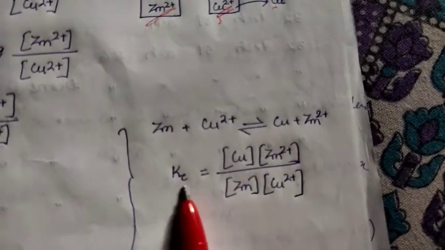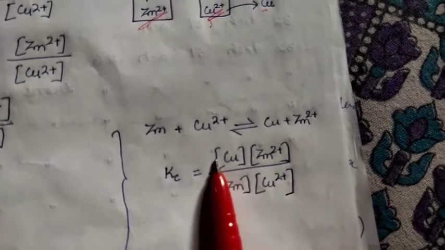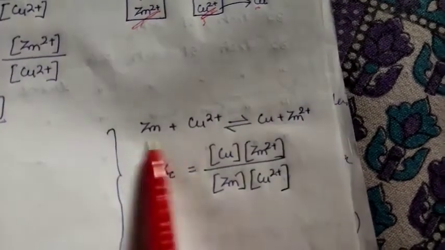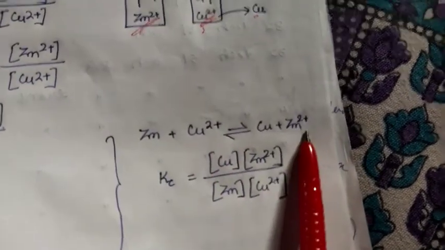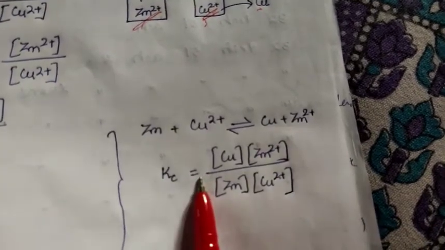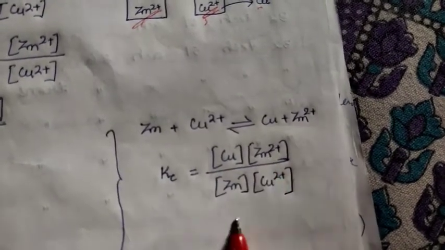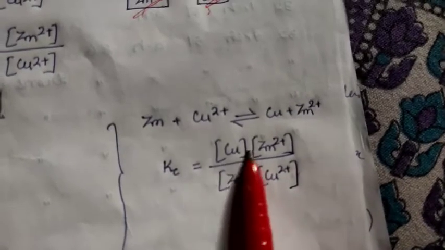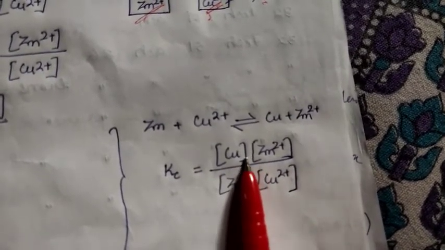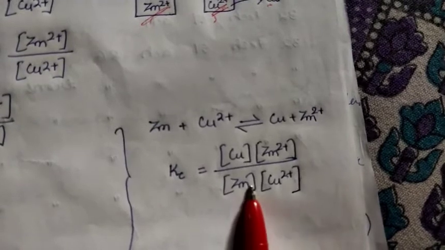Now if you have remembered, the equilibrium constant was what? These are the reactants and these are the products. The equilibrium constant definition was: in the numerator, the concentration of the products, divided by the multiplication of the concentration of the reactants. So concentration of Cu into, many of you used to do it wrong here, you used to place a plus, so it is not plus, this will be multiplication, remember it. Then the concentration of the zinc ion divided by Zn Cu.